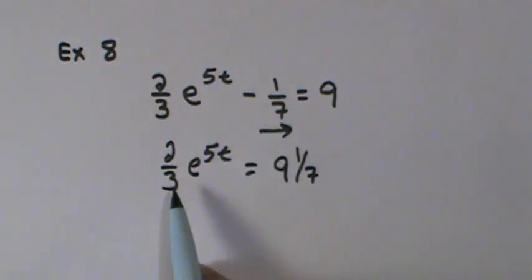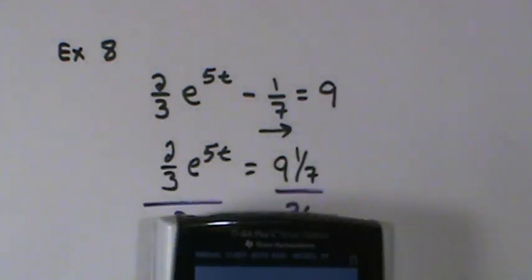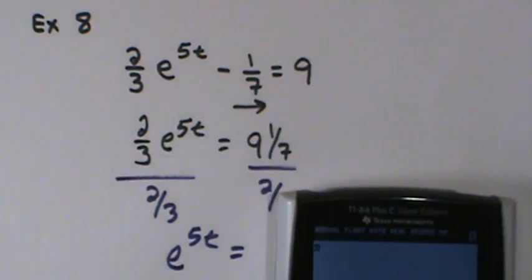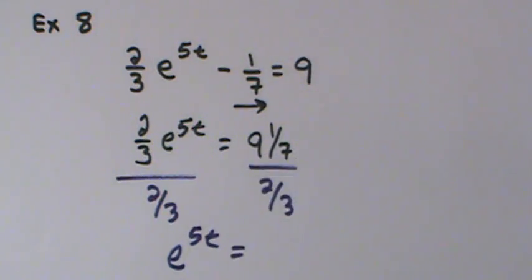And then the next step, I need to get rid of that 2/3. So I could divide both sides by 2/3. And so I get e to the 5t equals, I'm going to put that in the calculator. Let the calculator do the work. That's what we got them for. So I'm going to do my alpha y equal, I'll do 9 and 1/7 divided by 2/3. And it tells me 96/7.